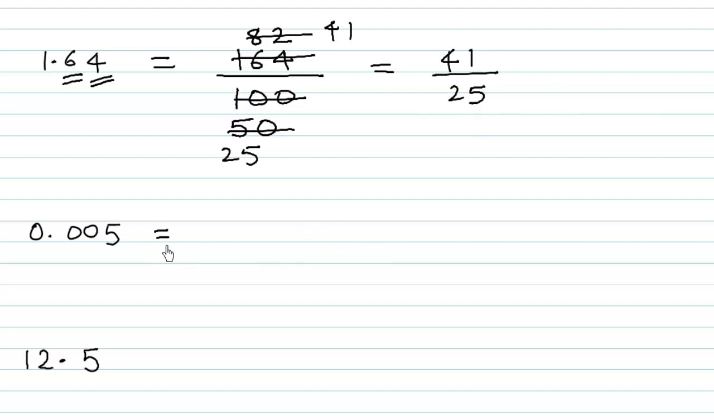Let's take the third one, 0.005. So we can write 0005 ignoring the decimal point. But this time there are 3 digits after the decimal place. So we shall be writing 1000, a number with 3 zeros.